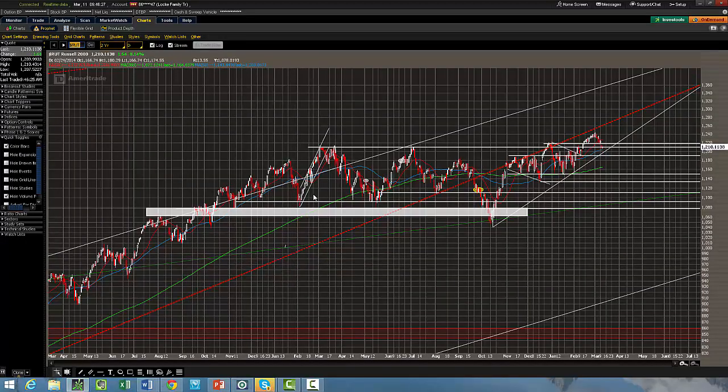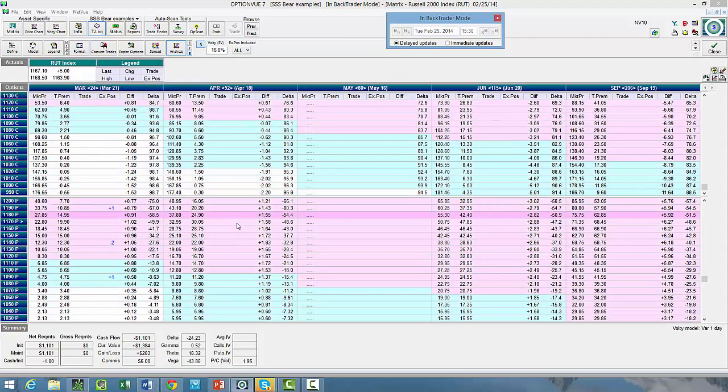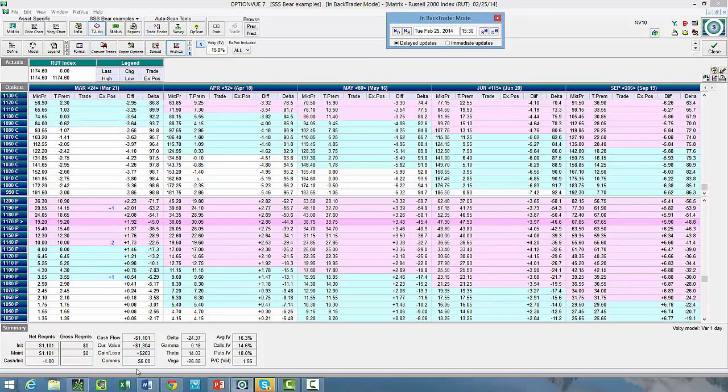We are here. 1180 doesn't happen until this day here, which is the 25th. So let's just pop up to the 25th. You have plenty of time to see this going bad on you. Plenty of time here. All right, so now we're at the 25th.